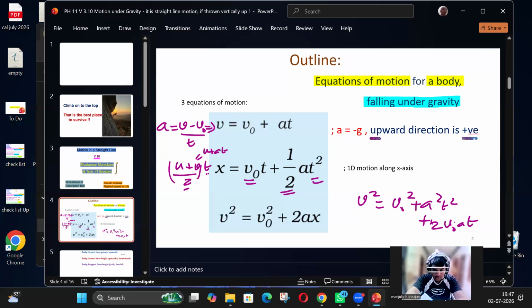So v square equals u square plus, here you take 2 outside. It will become 2ut, and here it will become half a t square. No, take 2a outside. It will become v naught t plus half a t square, which is nothing but x. Is that clear?